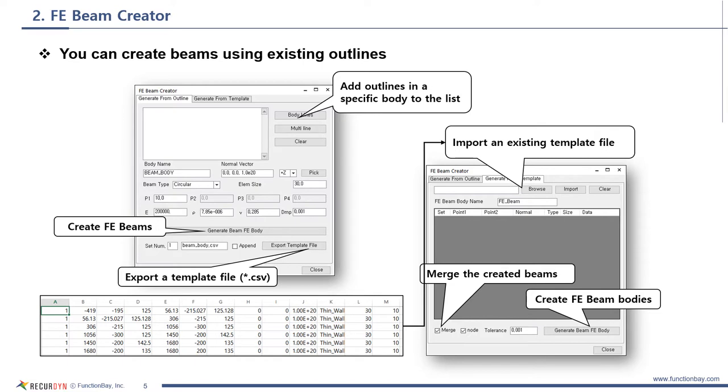It provides two ways to create FFlex beam. The first is to use online geometry, and the second is to use a CSV template file. I will show you how to use FFlex beam creator in more detail on next page.